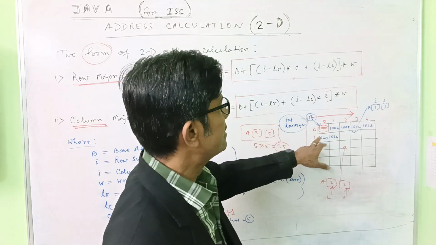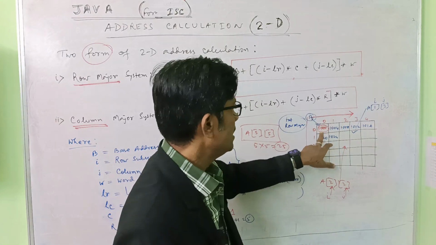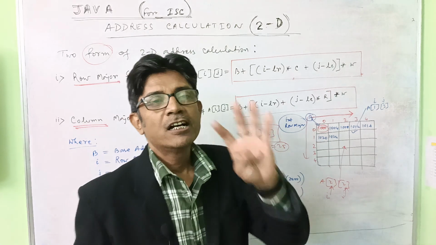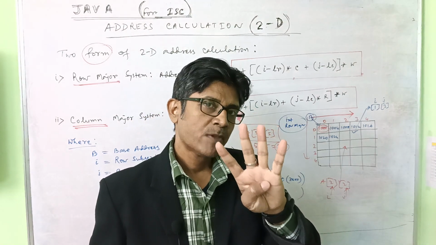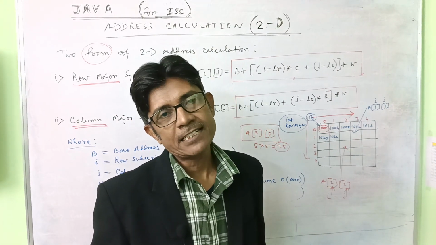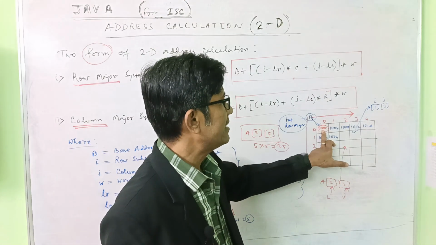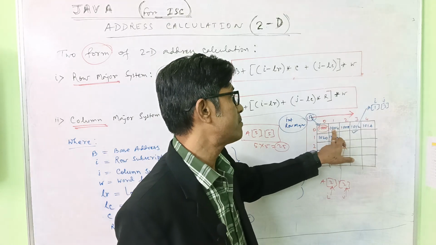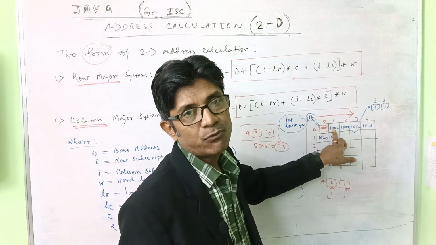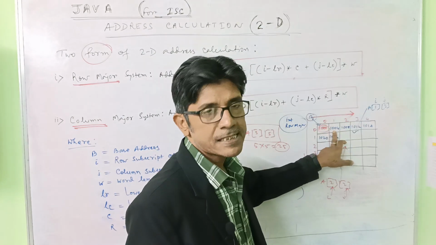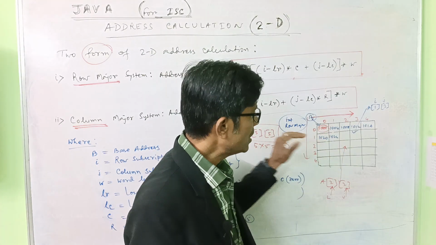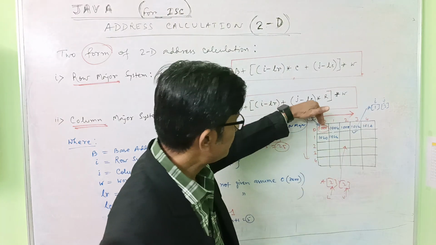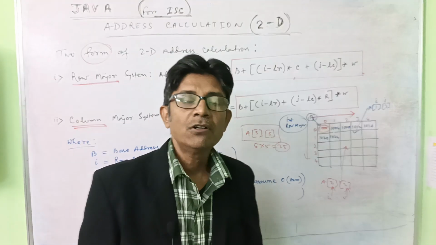If your address is increasing like this, 1000, then 1004, 1008, the word length is 4 bytes, which means you are keeping integer data. The first element's memory address is 1000, the next element is 1004. If it is increasing like this, it is called row major, and if it is increasing from top to bottom, it is called column major.